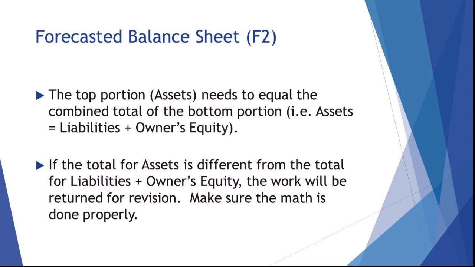That top portion of your balance sheet, or the assets portion, needs to equal the combined total of the bottom portion. Going back to that basic accounting equation, your assets have to equal your liabilities plus your owner's equity. If your total for assets is anything different from the total for your liabilities plus your owner's equity, your balance sheet will be returned to you for revision.